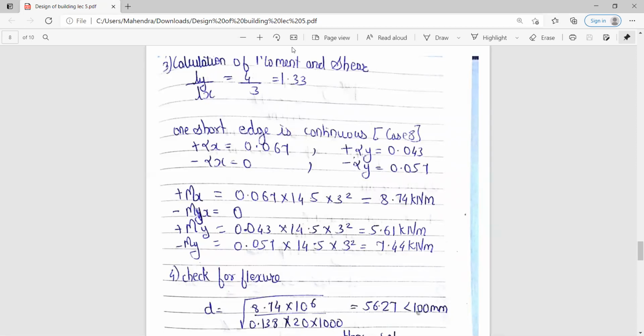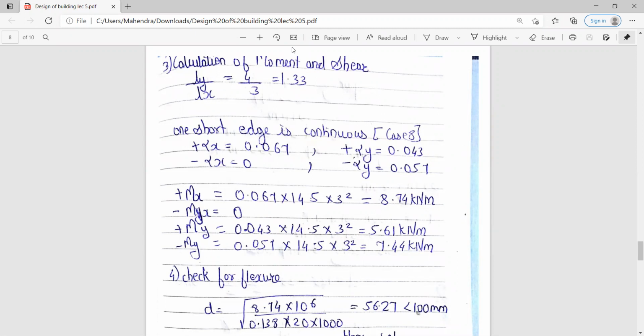Then plus my, same formula you have to refer. तो पॉजिटिव मूवमेंट इन y डायरेक्शन आपको मिलता है 5.61 kilonewton meter. Then minus my, you will get it as 7.44 kilonewton meter.